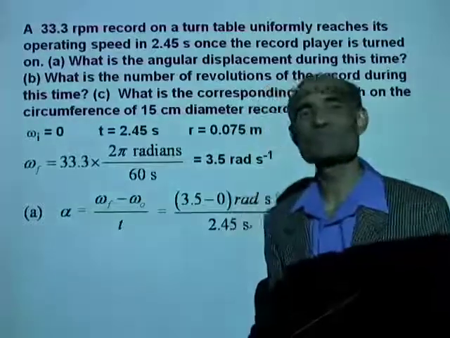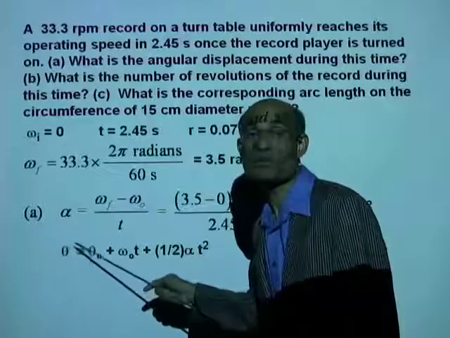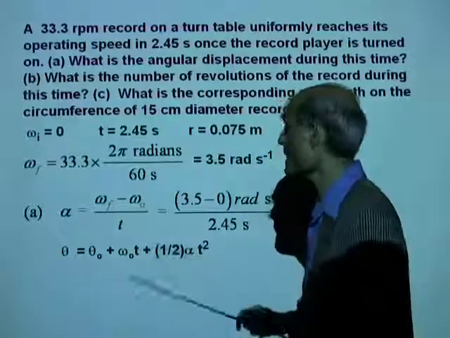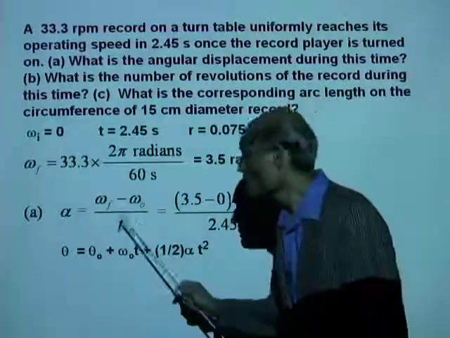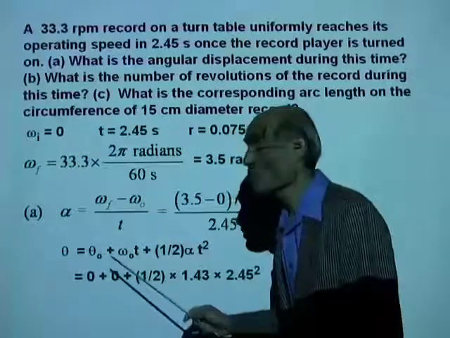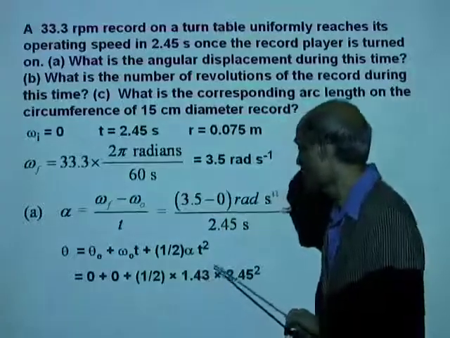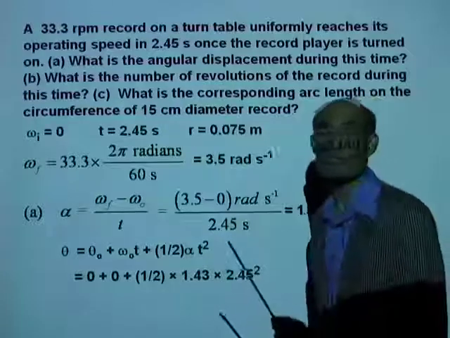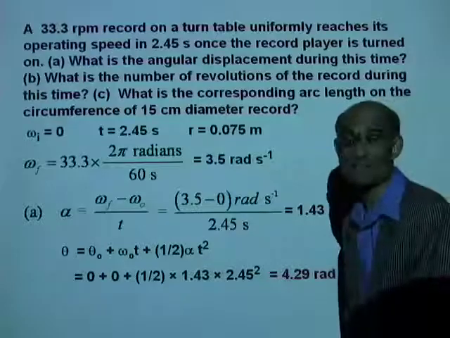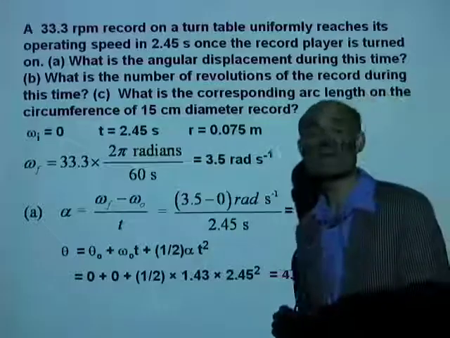What is the equation we will use? Well, this is the equation for angular displacement. Theta equal to theta 0 plus omega 0 t plus 1/2 alpha t squared. Theta 0 is 0, omega 0 is 0, therefore theta equal to 1/2, alpha is 1.43, t is 2.45 seconds. So that will be 4.29 radian. The angular displacement is 4.29 radian.